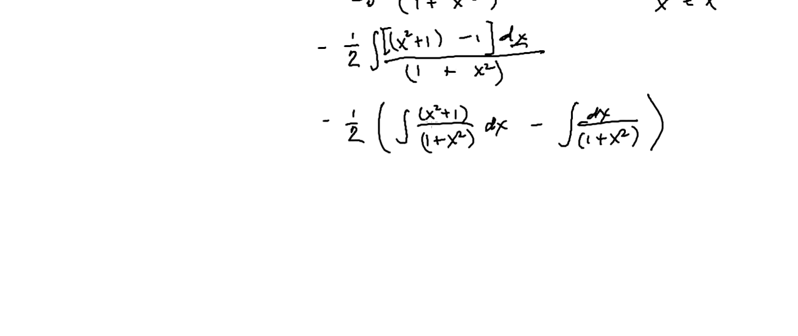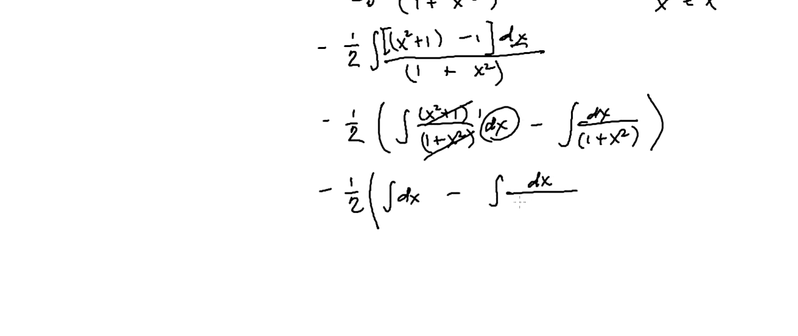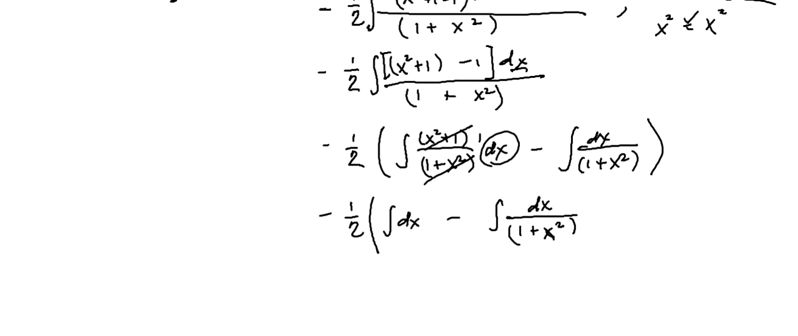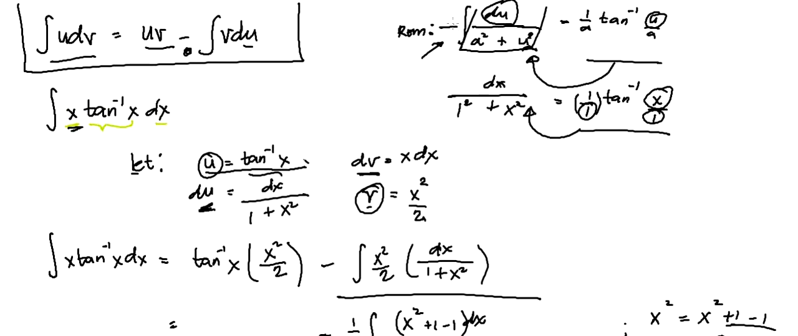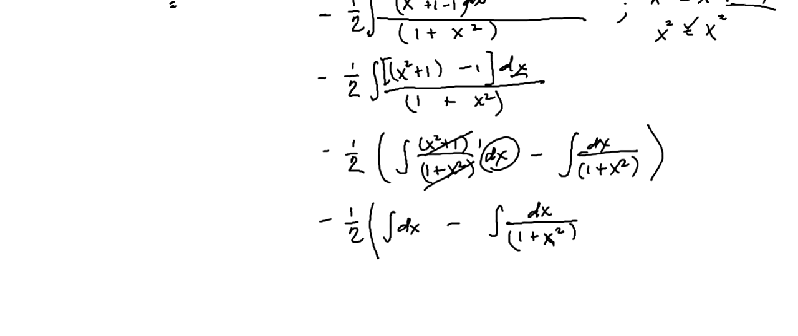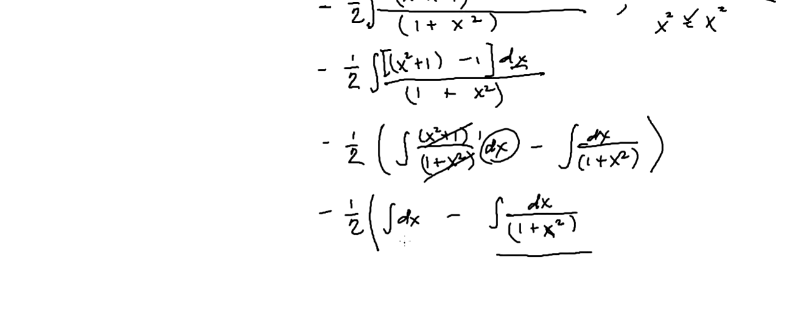As we can see here, we can now cancel this out, because x squared plus 1 all over 1 plus x squared is just 1. So we have 1/2 times the integral of 1 dx, or dx, minus the integral of dx all over 1 plus x squared. And as you can see here, the derivative of x is just dx. So we can now use this formula to solve this integrand. This is a very simple integration, so we can directly use our basic formula here.